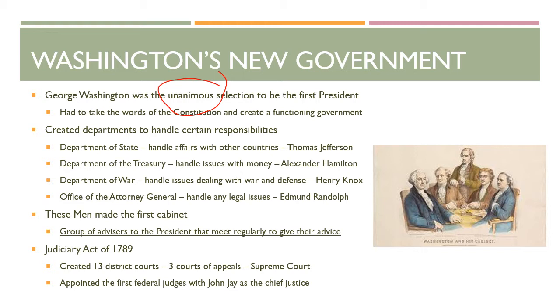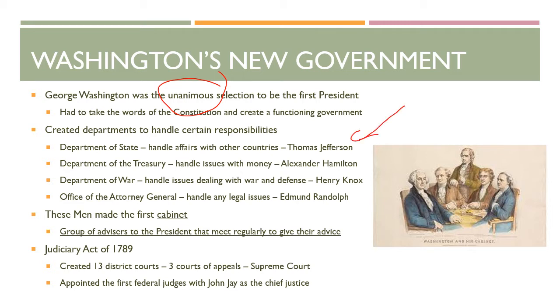Now, the question of what did these departments do? The Department of State mostly handled affairs with other countries. So if you needed to make treaties or make peace or talk about trade or anything like that, that's the department that you're dealing with. And the person selected to head it was Thomas Jefferson.